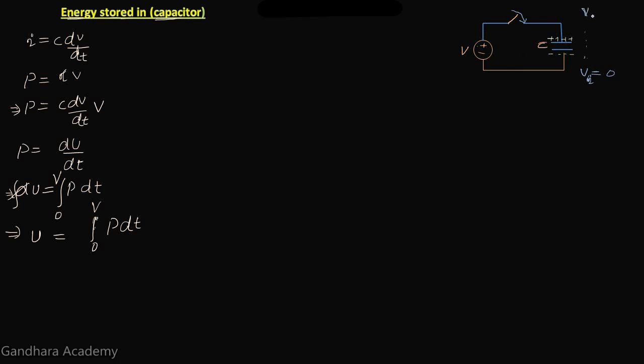So we can take the final voltage, or the potential difference across the terminals of these plates, as equal to the potential across the terminals of this DC voltage source. So we can take the limits from 0 to V.